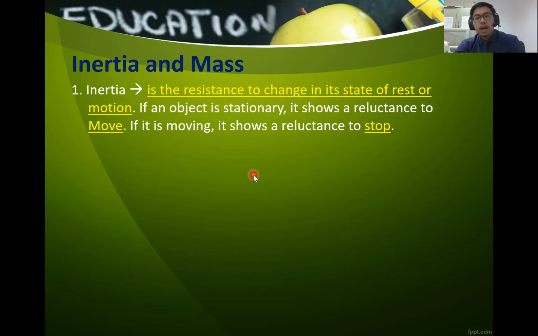Inertia is basically how hard it is to make an object move, or stop an object from moving, or change the direction of an object. If an object has big inertia, then it's harder to move or harder to stop. If an object has small inertia, then it's easier to move or easier to stop.